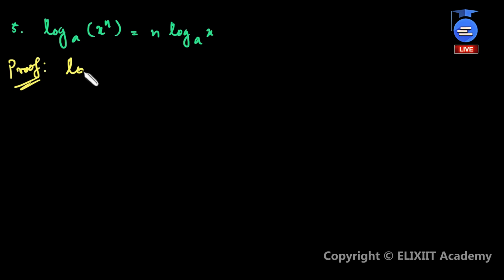So you have log x to the power n, base a. Suppose you consider this to be k. Now convert this to anti-log. If you convert this to anti-log, base to the power k is equal to the component of log, which is x to the power n. That's what we know. We are seeing from the very beginning.